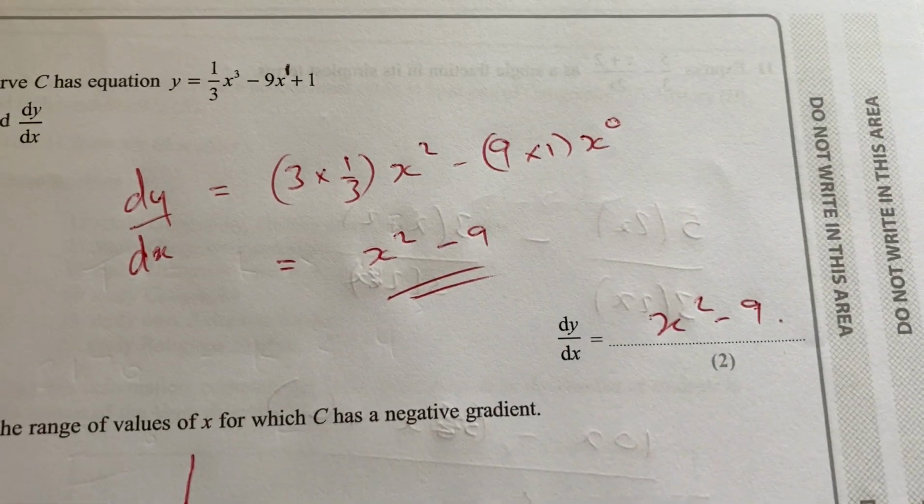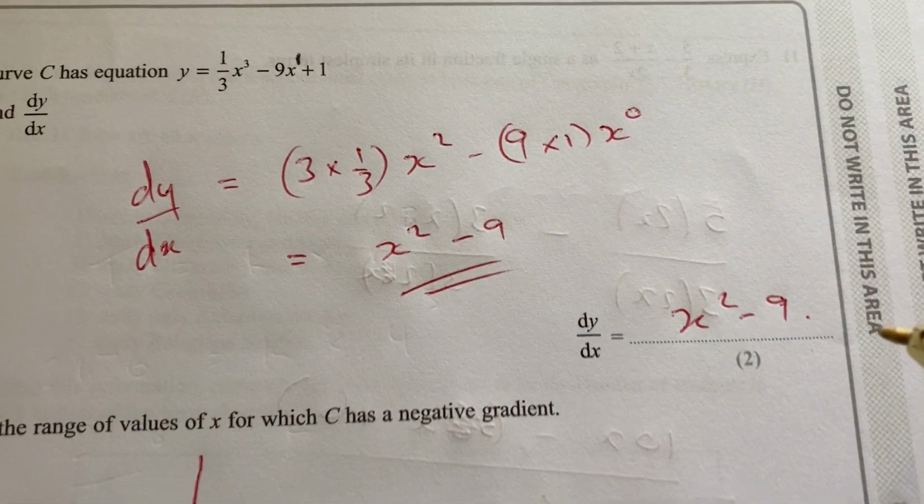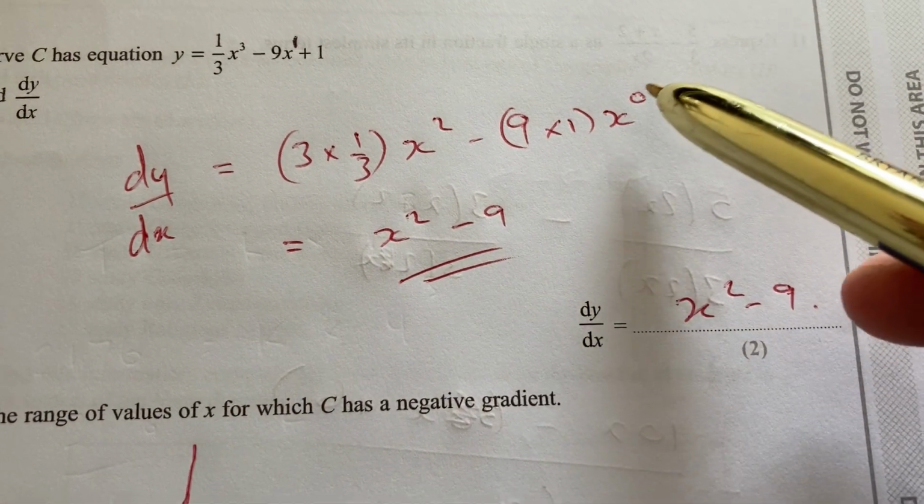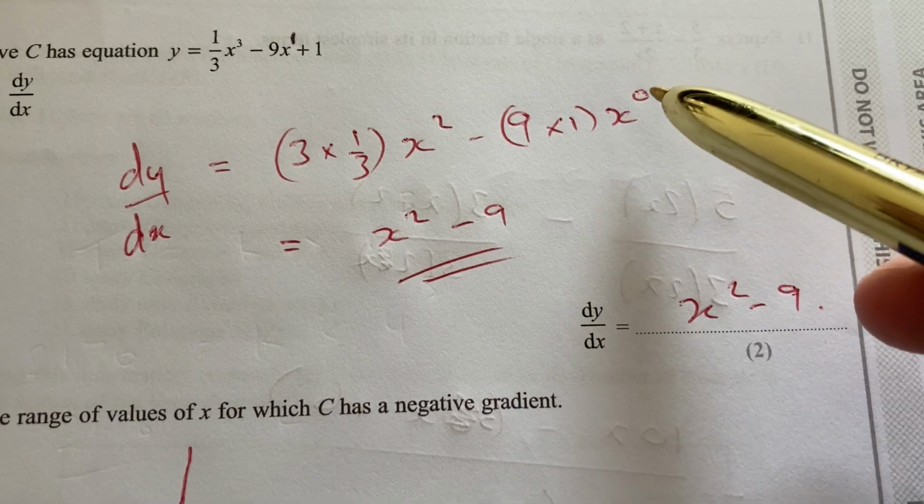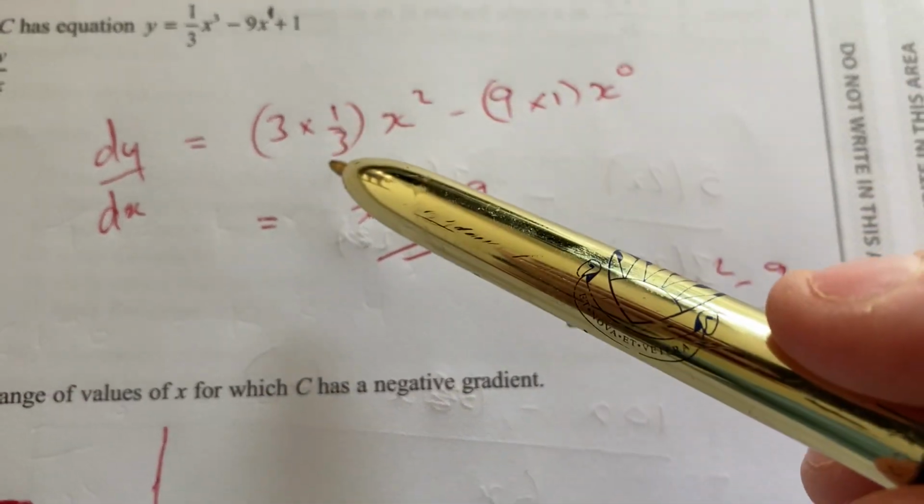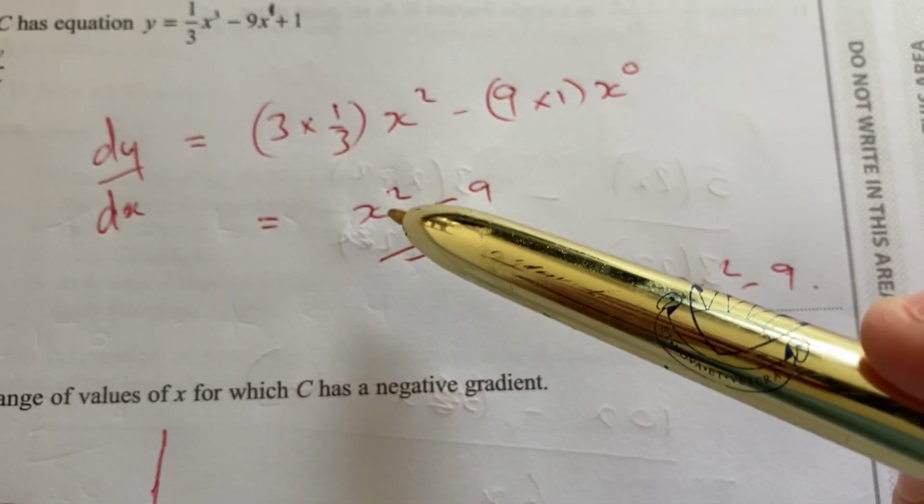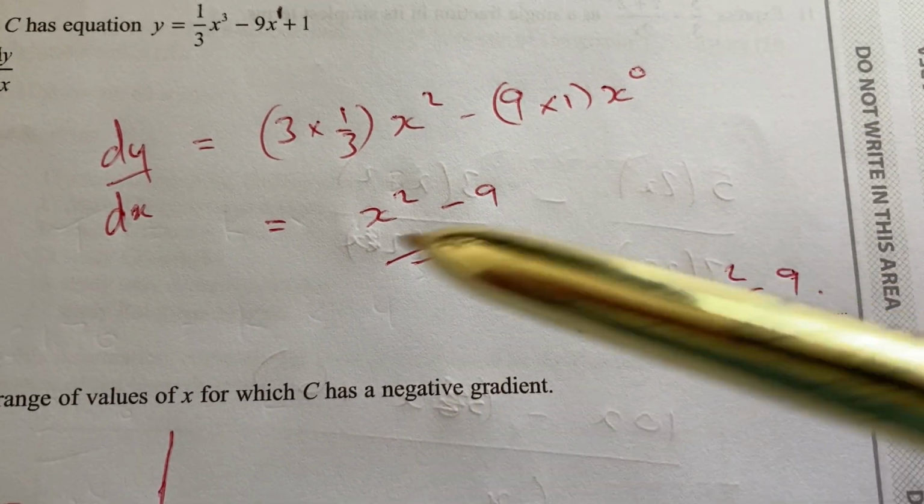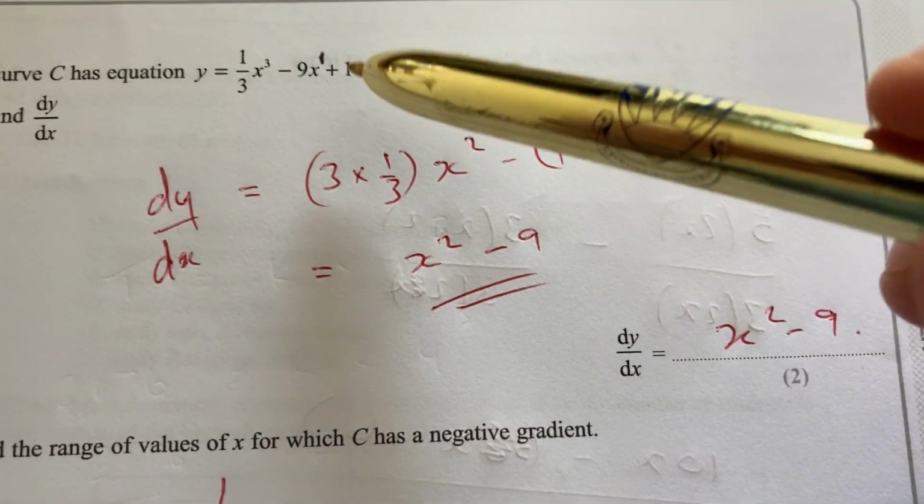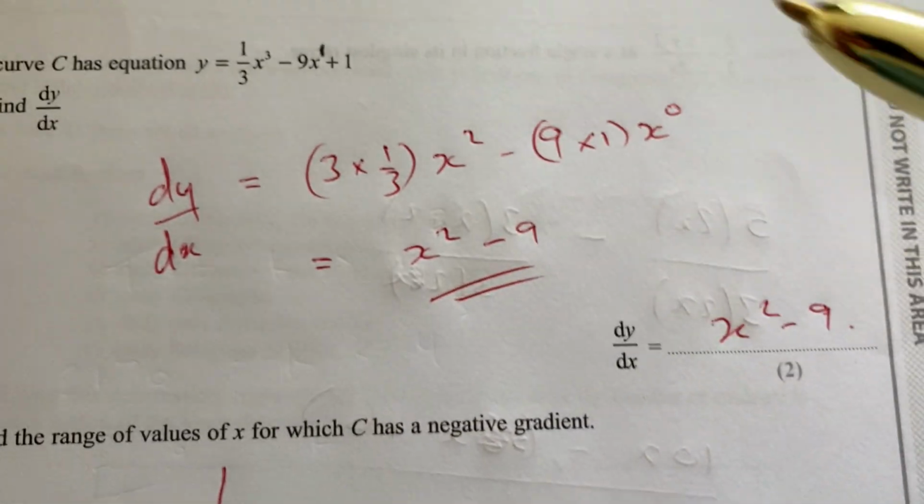The 1 comes down to the front and multiplies the 9, and the x power goes down to x to the 0. Anything to the power of 0 is 1. So what we've got there is 3 lots of a third is 1, x squared, minus 9 lots of 1, which is 9. So x squared minus 9, and the plus 1 on the end will disappear.